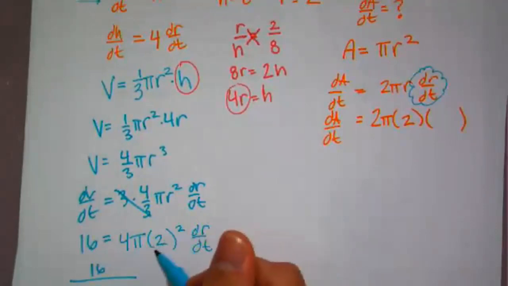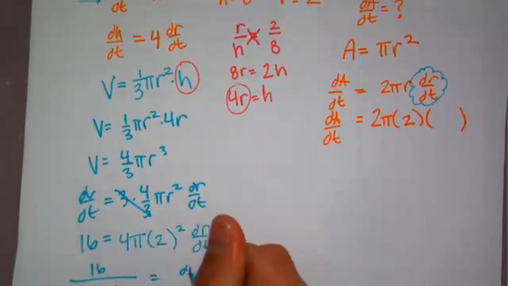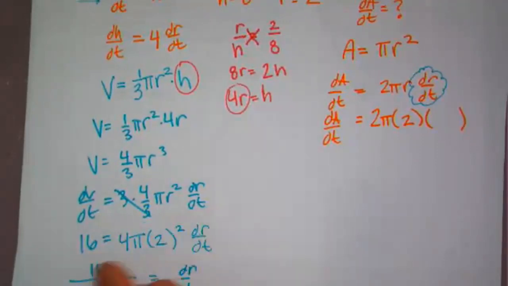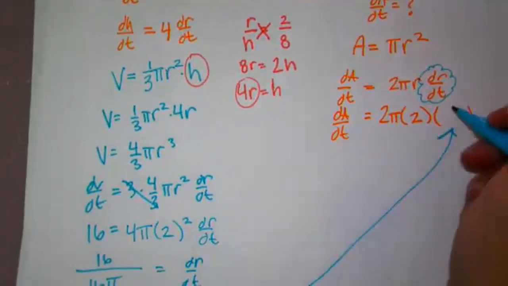16 over 16 pi. It would cancel out and be 1 over pi. 1 over pi, yeah. So 2 squared is 4 times 4, so that's going to be 16 pi. So it'd be 1 over pi. Yep, and so plug that in here.